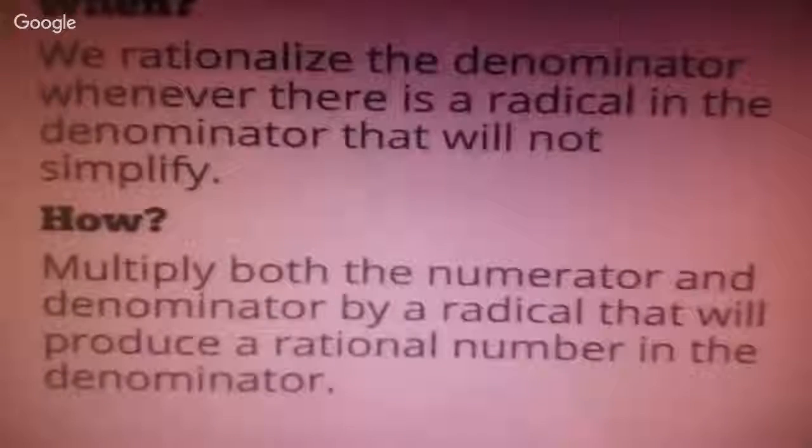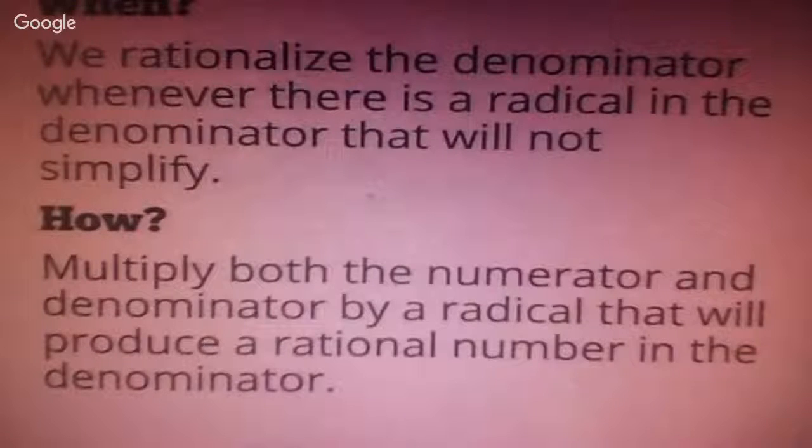When do we do it? We rationalize the denominator whenever there's a radical in the denominator that will not simplify. So you saw when we divided, you can take the square root of 4. You can take the square root of 1. When you can get rid of it, it's fine. The problem is when I leave a square root of 3 in the bottom or a square root of 7, that's a no-no.